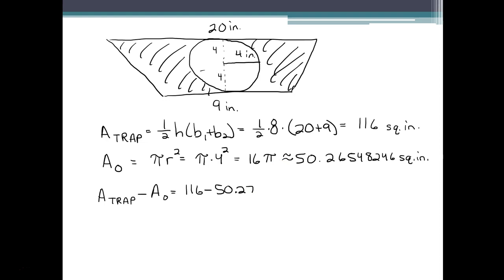And you get about 65.73 square inches. And that's the area of the shaded region. Again, don't round until you're done, like at the end. Or like in this case, I knew that rounding wasn't going to change the answer when I was subtracting. But hey, subtract and then round usually.